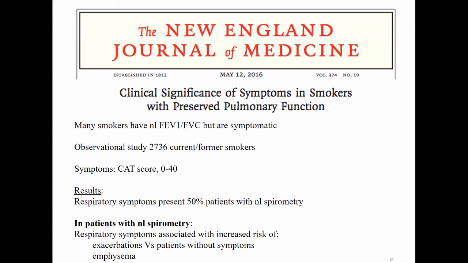So here's a paradigm shift, and this is a study in the New England Journal which demonstrates that you can have normal spirometry and be very symptomatic.